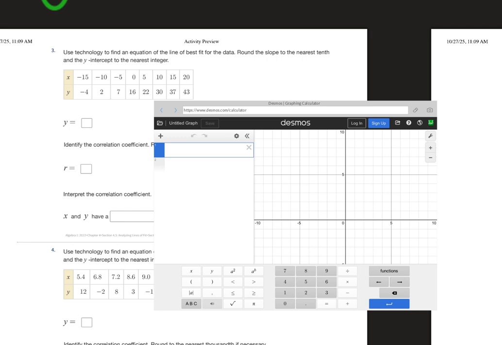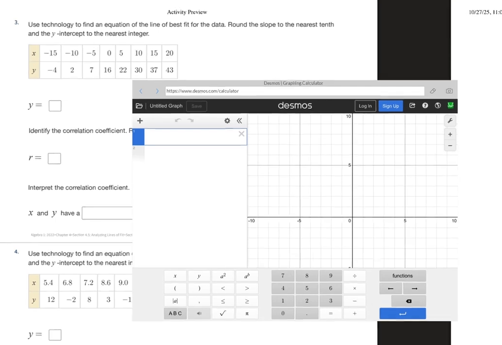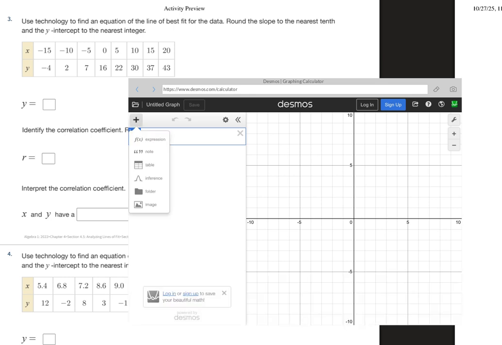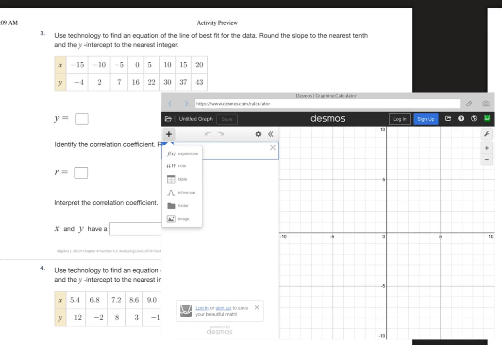All right, this one says, use technology to find an equation of the line of best fit for the data, rounding the slope to the nearest tenth and the y-intercept to the nearest integer. I'm not 100% sure how well this will show up in the video. We did this with Desmos. You're going to go to desmos.com and click the graphing calculator. You're going to hit the plus sign and hit table.